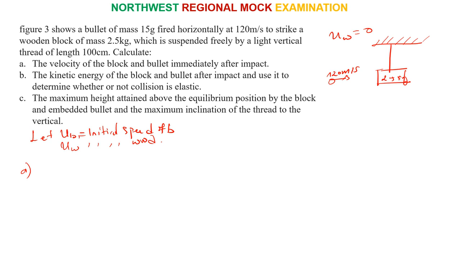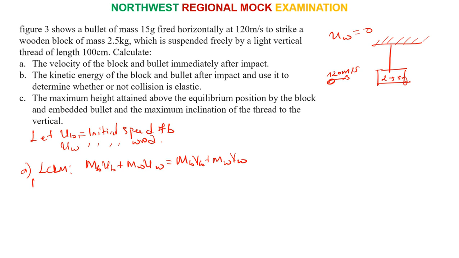So for A, we have to calculate the velocity of the block and bullet immediately after impact. Once the bullet collides with the block of wood, the bullet is going to be embedded within the block, and they are going to move with a common velocity. From the law of conservation of linear momentum, the initial momentum, that's the mass of the bullet times the initial velocity of the bullet plus the mass of the wood times the initial velocity of the wood, should be equal to the mass of the bullet times the final velocity of the bullet plus the mass of the wood times the final velocity of the wood.